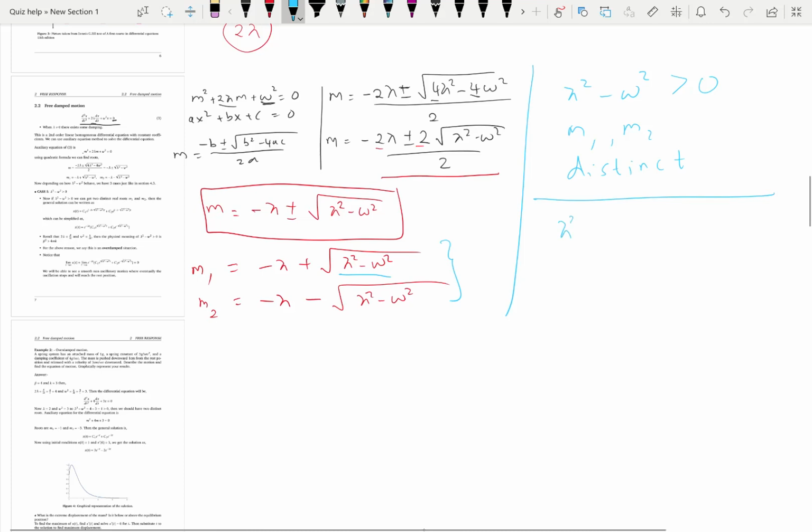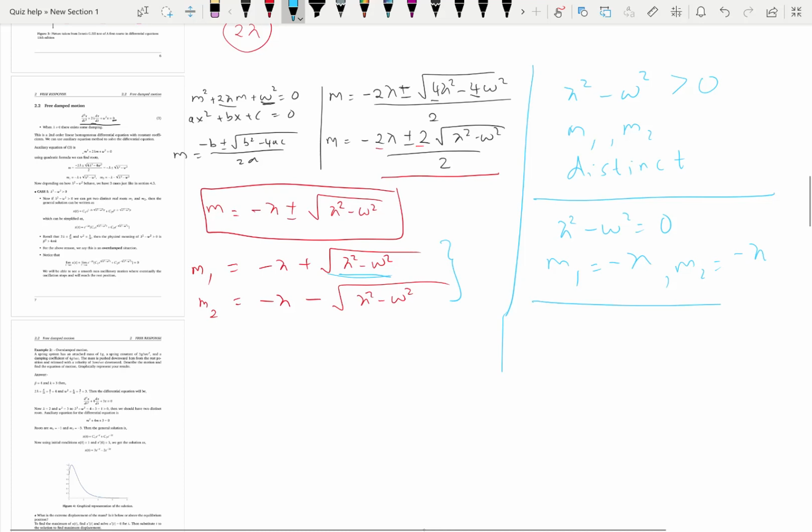Now think if lambda square minus w square is 0. Then the square root of 0 is 0. So what are the roots? M1 will be negative lambda, right? Because this part is 0. M2, what is that? That is also negative lambda. So you get repeated roots. So if lambda square minus w square is 0, then you get repeated roots.